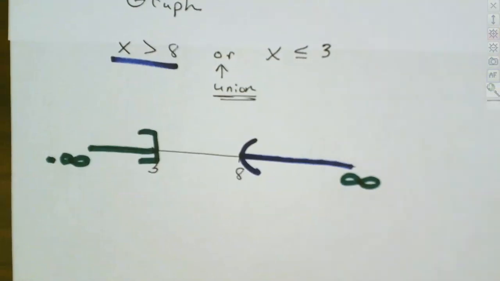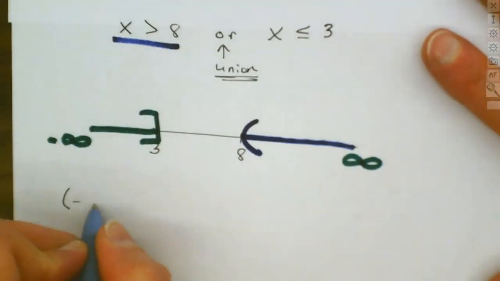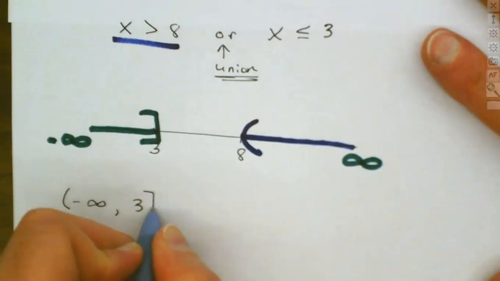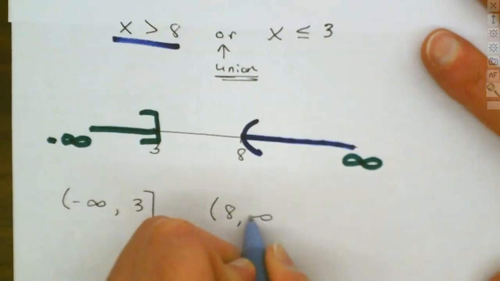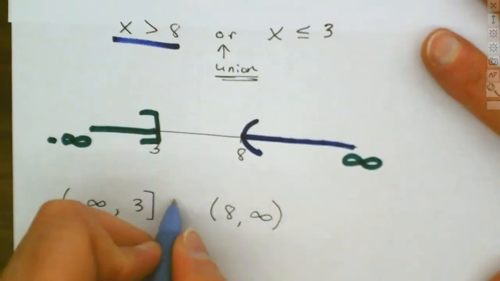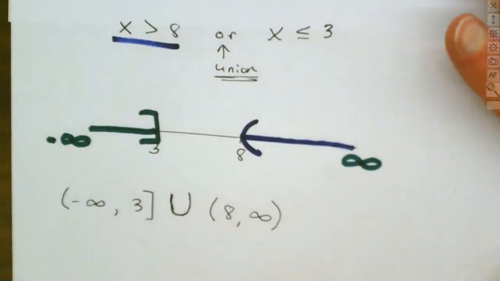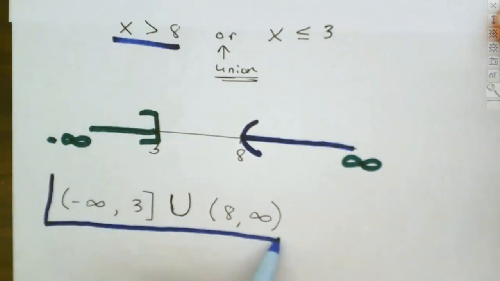How do we combine these together? Well, here's how we write our answer. This is an or, which means union. We're uniting the pieces together. So we start off with each one. So we have a minus infinity to 3 with the square bracket. We also have 8 to infinity. And how do we put the pieces together? We use a U for union. So there's your answer in what is called interval notation.